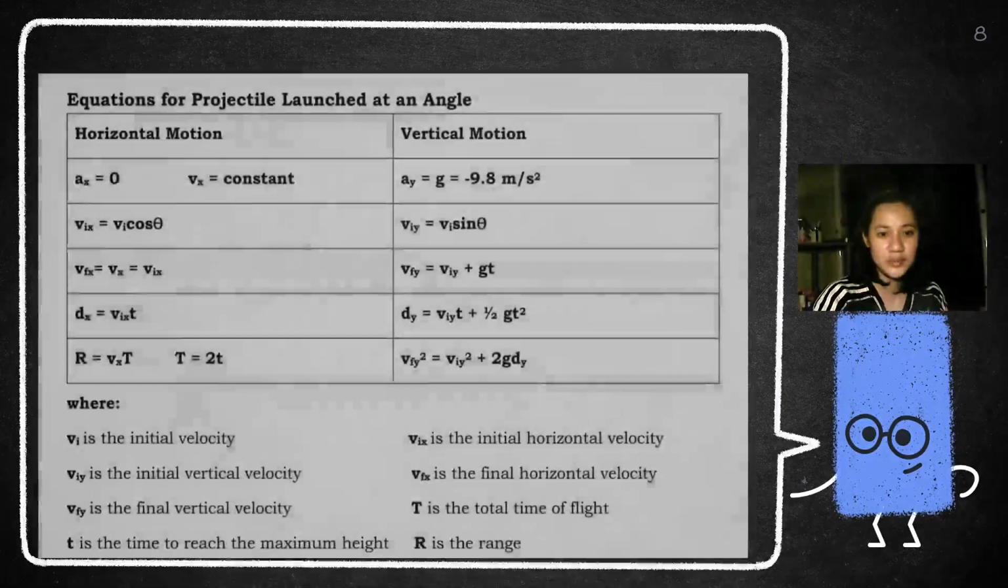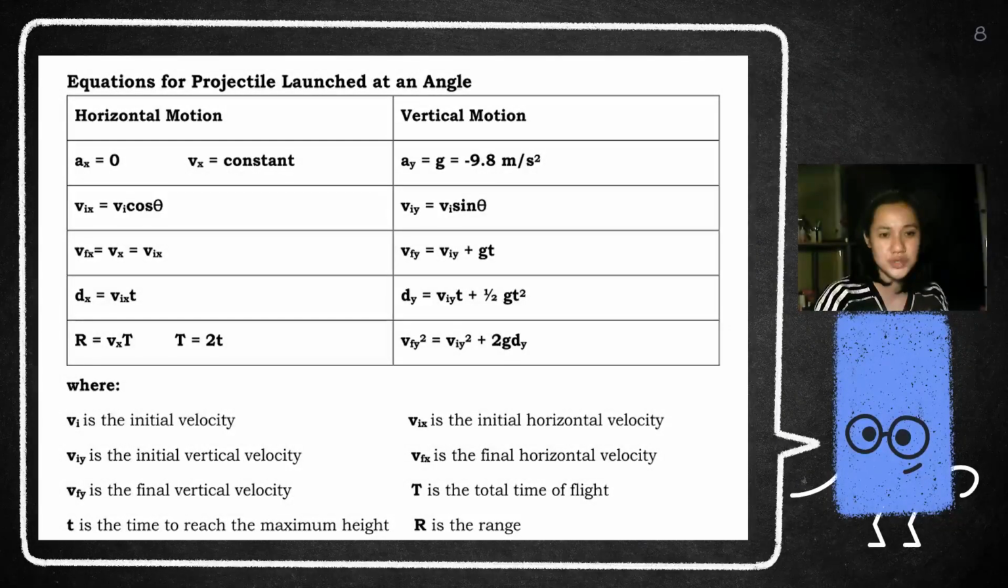Here are some formulas or equations used for projectile launch at an angle. This time, these are used if the problem involves an angle. When there is an angle, it involves cosine or sine. Cosine is under the horizontal component, and sine is under the vertical component. We will use these in problem solving later.